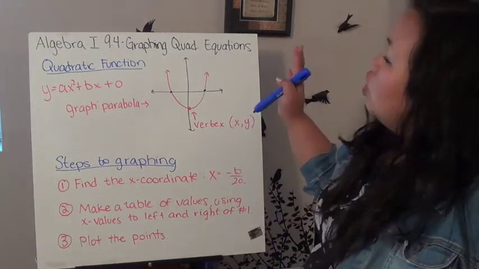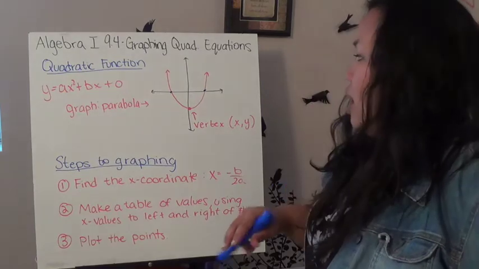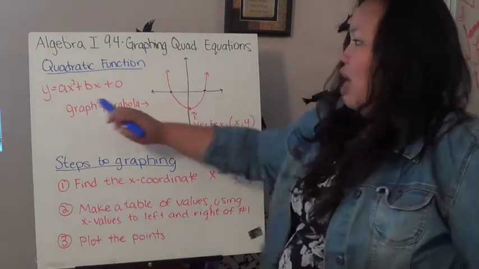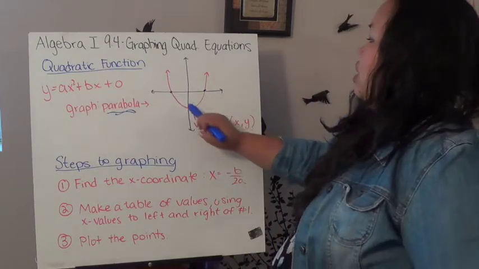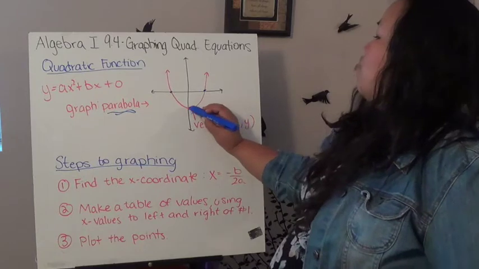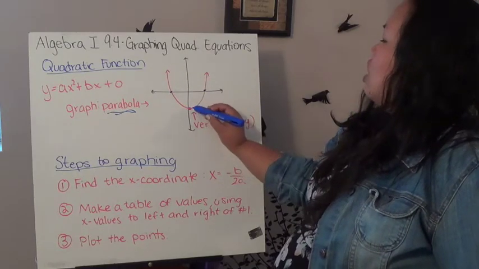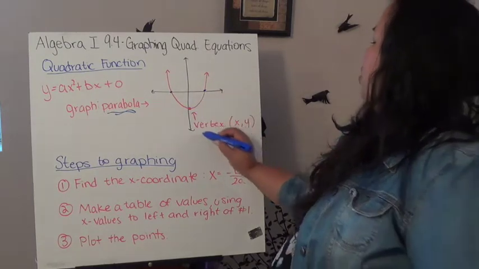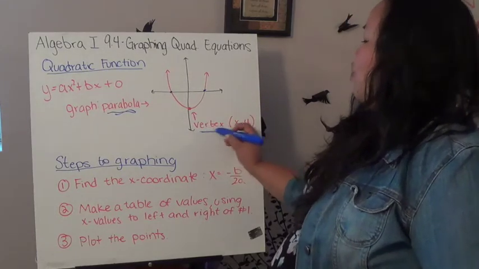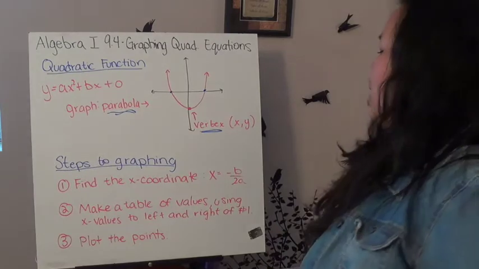So in order to graph the quadratic function, this is called a parabola, this U-shaped graph. Okay? That x squared means that it's going to hit my x twice. And this right here in the middle, where it goes down and then it starts going up again, that's called the vertex. Okay? My first step is to first find the x coordinate.